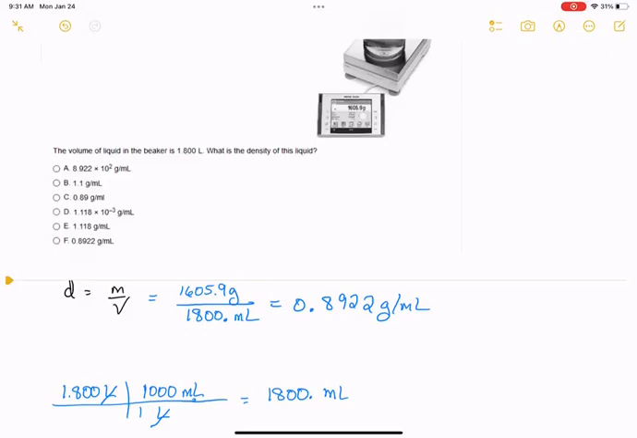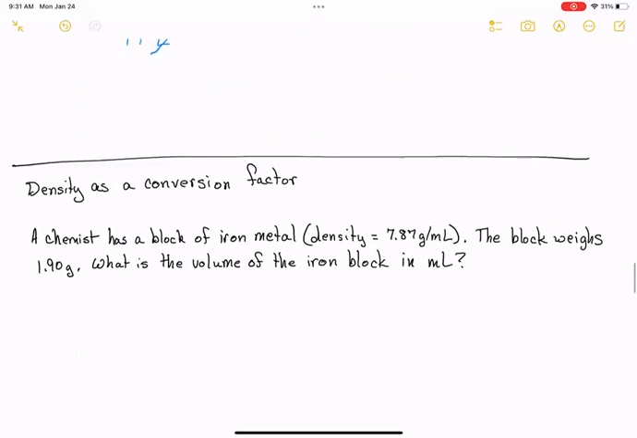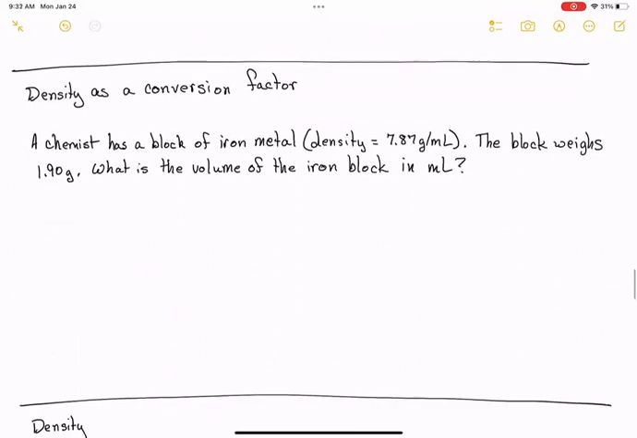You will be determining the density of 2 liquids in lab. And you will be using density as a conversion factor. So let's look at using density as a conversion factor. A chemist has a block of iron metal with a density of 7.87 grams per milliliter. The block weighs 1.90 grams. What is the volume of the iron block in milliliters?